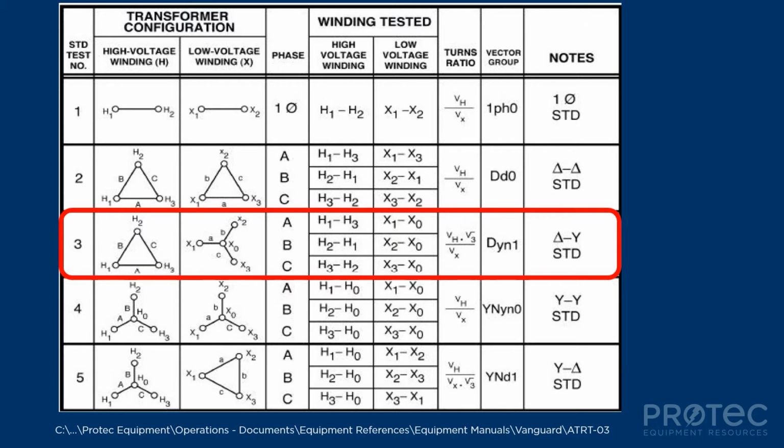I just wanted to point out that the designation just above it on line number 2 is a DD0. The capital letter relates to the primary, which is a delta. The small lowercase letter relates to the secondary, which is a delta. So they're both delta, and the 0 at the end says that there is no phase shift between the primary and the secondary. So this is one of the simpler transformers that you can test and calculate the ratio for. Because there is no phase shift, just take the primary winding, divide by the secondary winding, and that's your ratio.